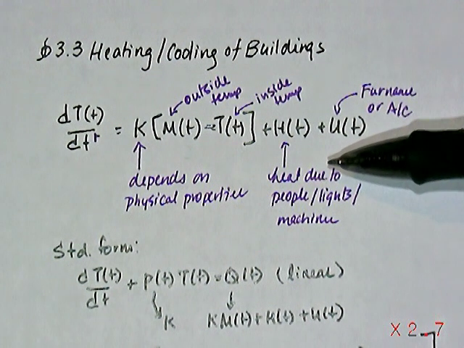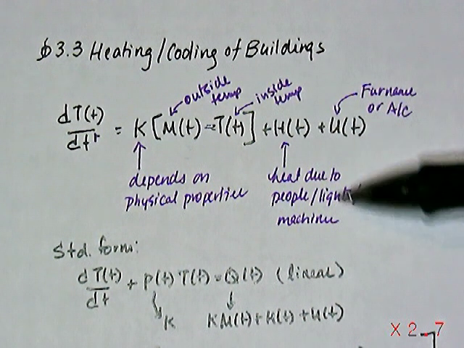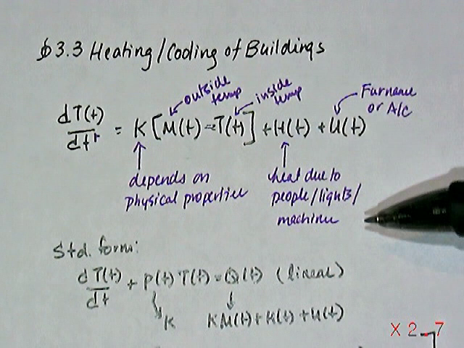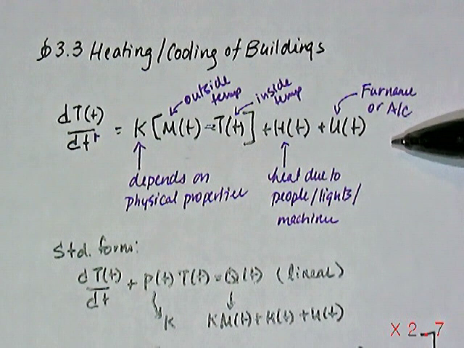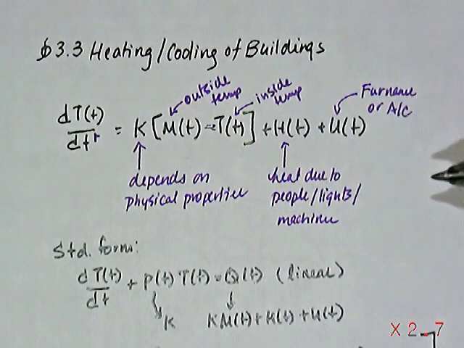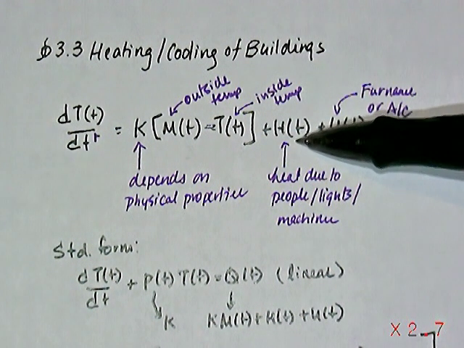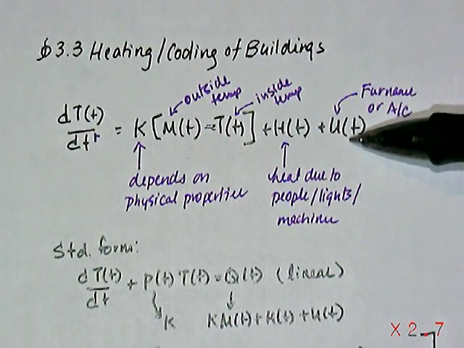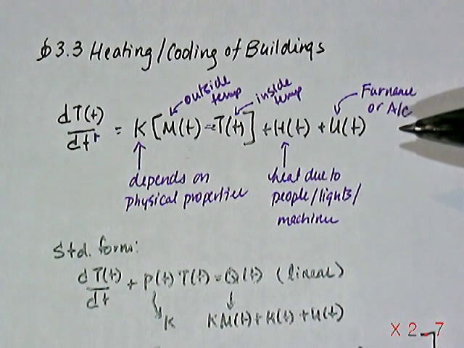Then additive terms could be heat due to people, lights, or machines. That would be represented as a function h of t. And then, of course, if you have a furnace or air conditioning, you would add that on as utility, and that would be represented as u of t. So think of h of t for human-generated heat, u of t as utilities.